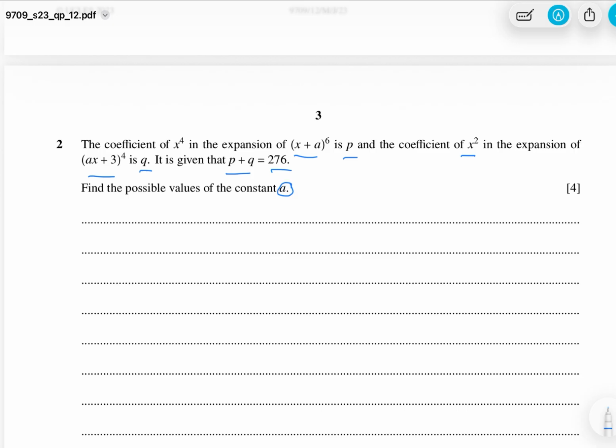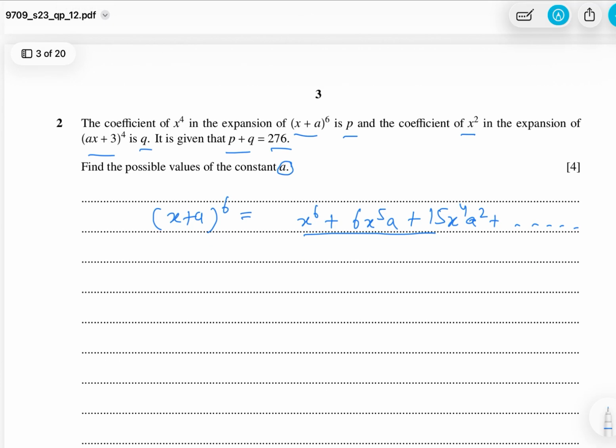Okay, so we will have (x plus a) to the power 6. If we expand it, we will get x to the power 6 plus 6x^5 a plus 15x^4 a square plus and so on. Well, now how do I get these expansions? Let me teach you. We have a formula for this. Do we or not? Yes, we have a formula, and the formula is like this.